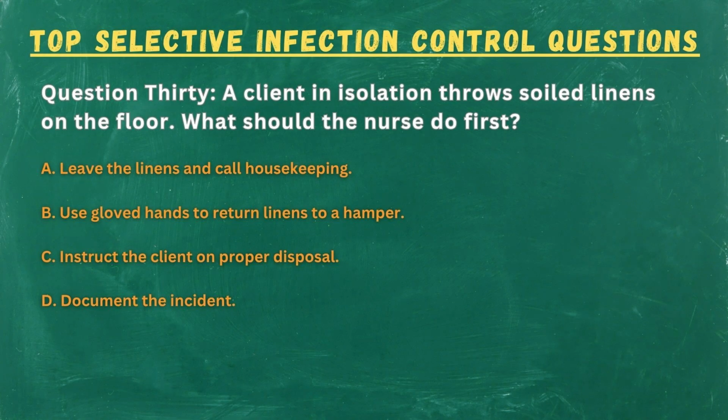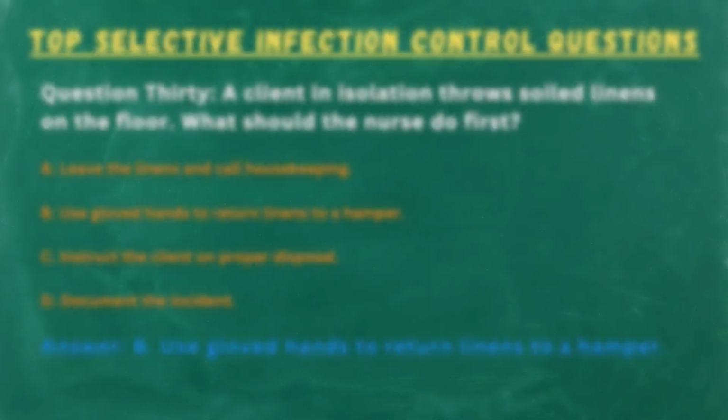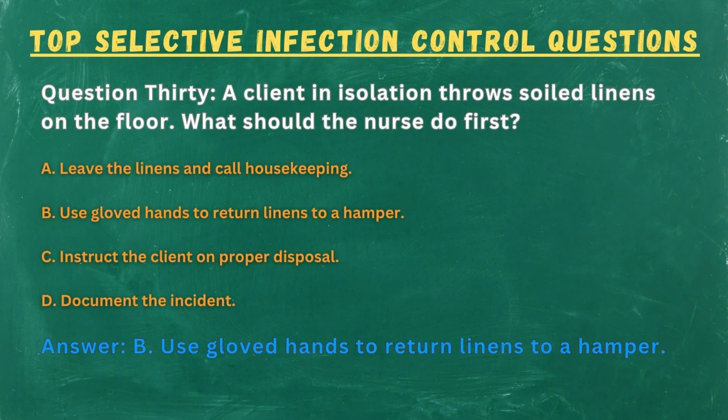Question 30. A client in isolation throws soiled linens on the floor. What should the nurse do first? A. Leave the linens and call housekeeping. B. Use gloved hands to return linens to a hamper. C. Instruct the client on proper disposal. D. Document the incident. Answer. B. Use gloved hands to return linens to a hamper.